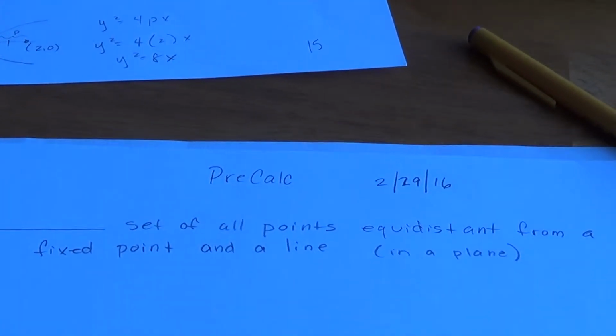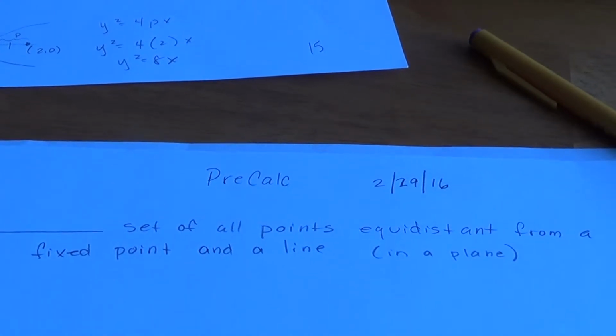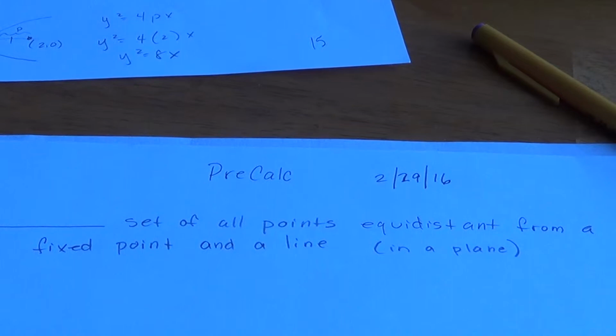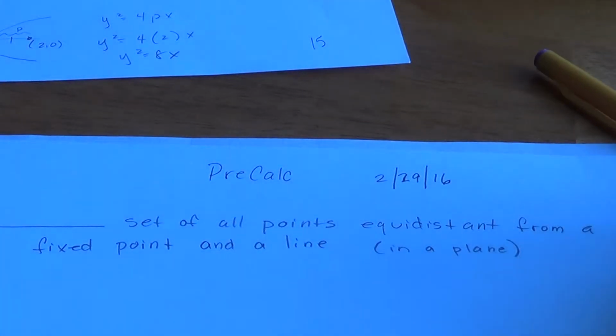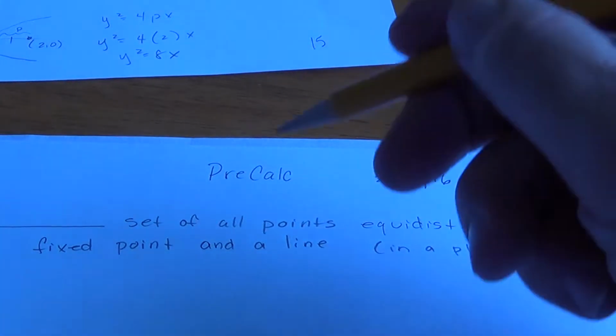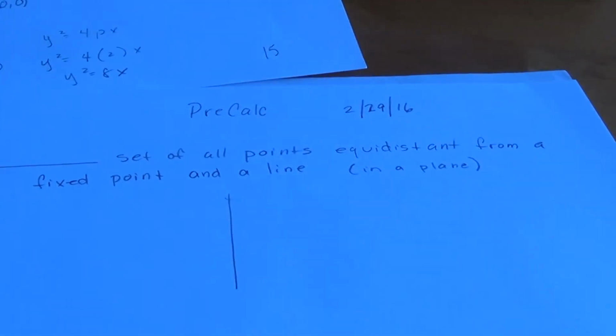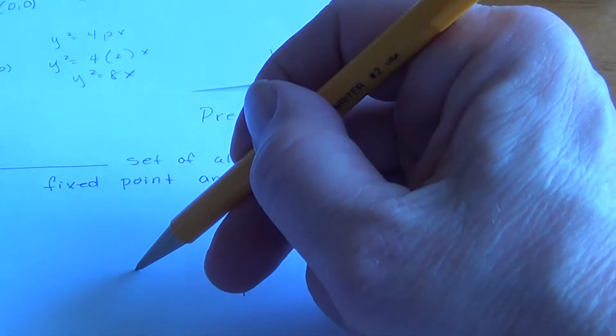Write this statement. The blank is a set of all points equidistant from a fixed point and a line, and I'm assuming they're in the same plane. So what is that defining? We'll fill in the blank by investigation. You can pause it if you need time to write that down.